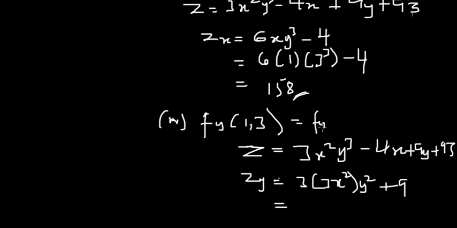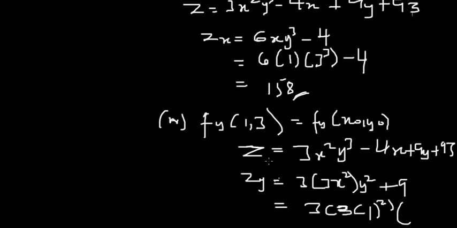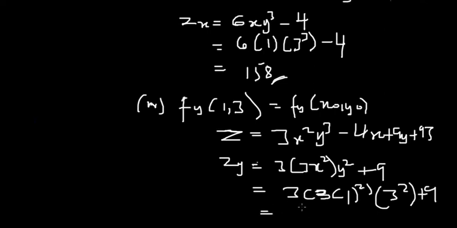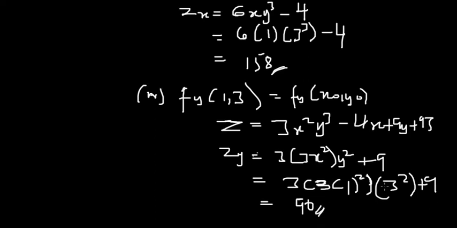So when you proceed from there, we try to substitute our values. So this is f of y, and then we have x naught and y naught. So we have 3, and then 3, then we have the x value, which is 1 squared, and then the y value, which is 3. So we have 3 squared, and then plus 9. When you compute the whole of that, so we have 3, open bracket, 3 times 1 all squared, close bracket, and then we have 3 squared plus 9. When you compute all of this, you end up with 90. So this is our final answer.